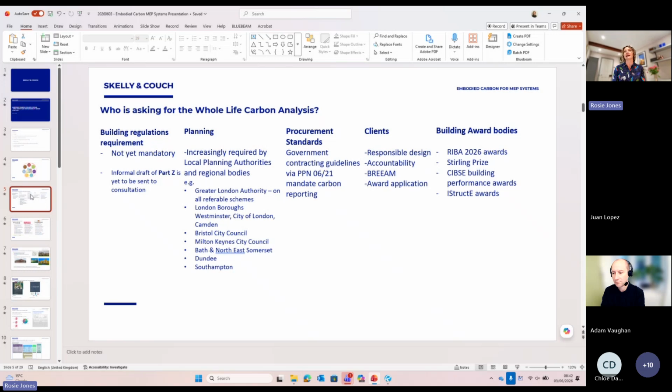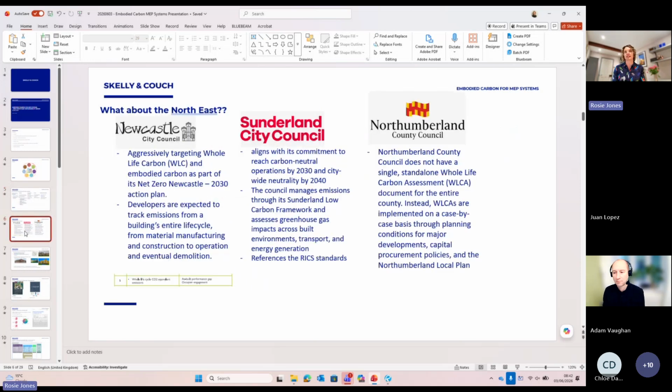Planning is increasingly asking for it, most especially the Greater London Authority. So that's the experience in our offices. And then a wee bit less, I've looked at the requirements for the Northeast councils, where this is relevant to you.